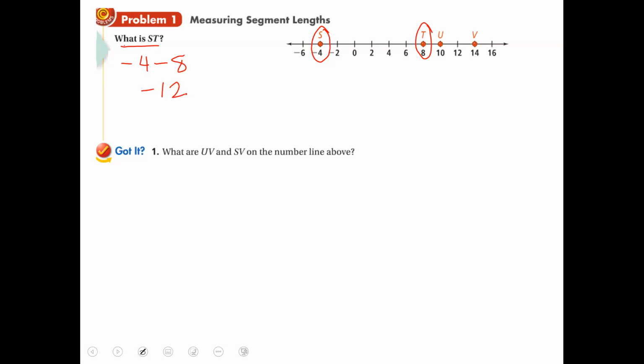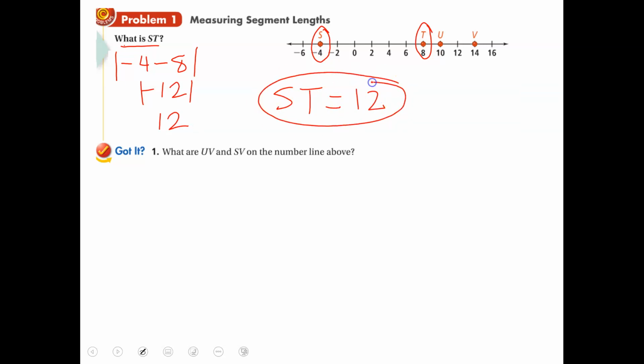Now, you also know that the length, or the distance between 2 points, doesn't have a direction, so it's not positive or negative. So to find the distance, you always take the absolute value. So the absolute value of -12 is 12. That means the length, or the measurement of ST, is 12.